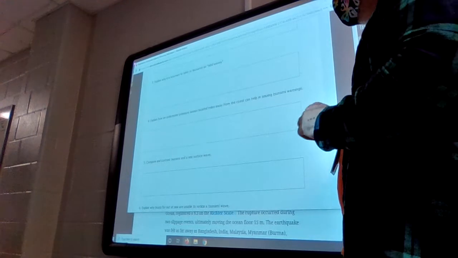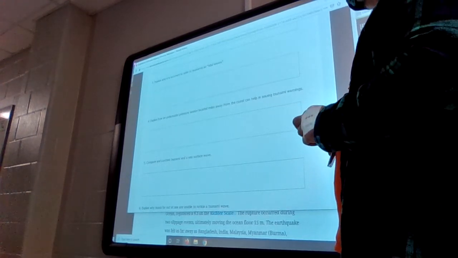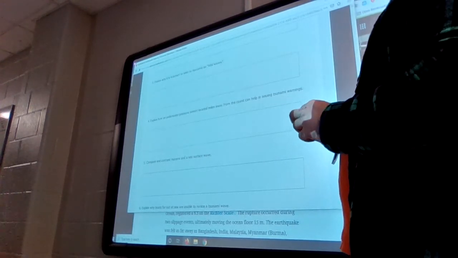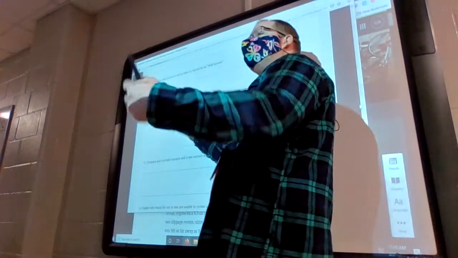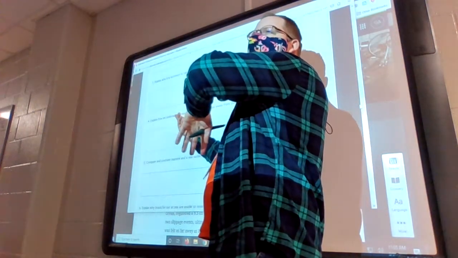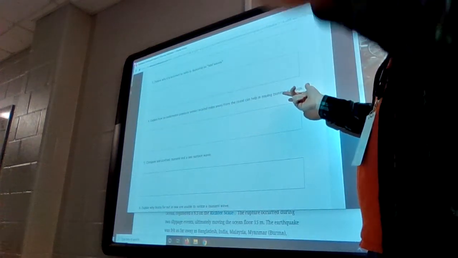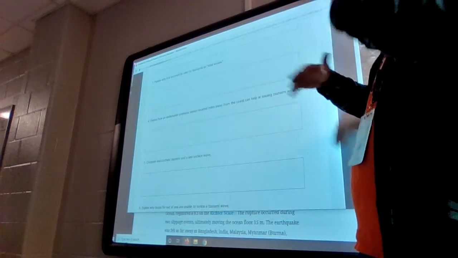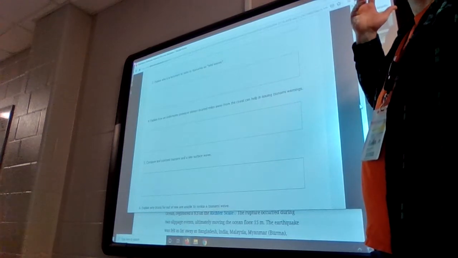So, number 4, explain how an underwater pressure sensor located miles away from the coast can help in issuing tsunami warnings. So obviously this makes sense because the wave is coming from the ocean towards the shore. If I want an early warning system, I need it to be out in the ocean. If my warning system is on the shore, it's not going to know that the wave is coming until it's already here. That's not a very good warning system.